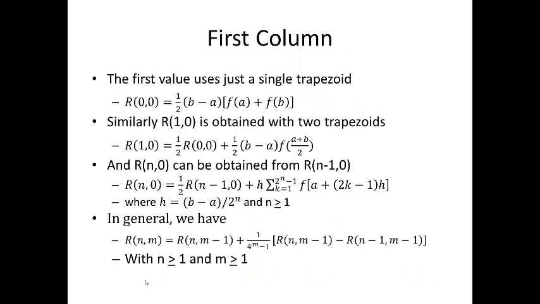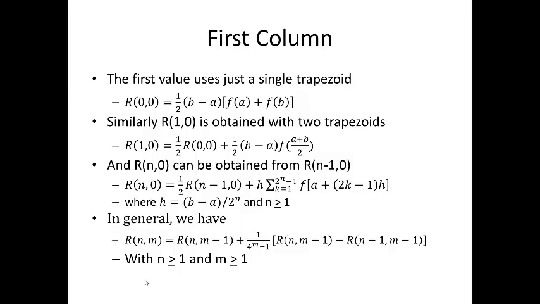Now, the first value uses just a single trapezoid, that is, R00 uses the single trapezoid rule, and it's equal to 1/2 (b minus a) times the quantity f(a) plus f(b). R10 is obtained with two trapezoids, and is given by the formula you see in the second bullet point. You can derive this using the composite trapezoid rule as they do on page 218. These formulas agree with those developed in the preceding section.